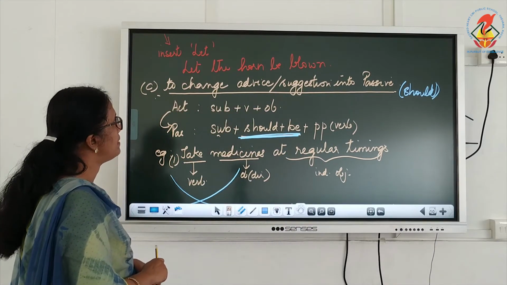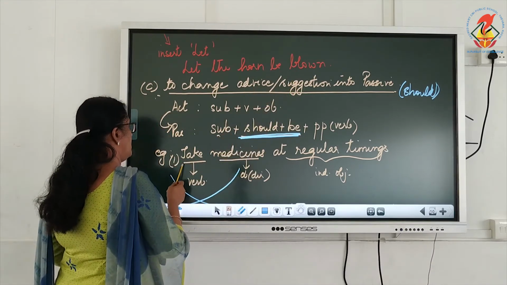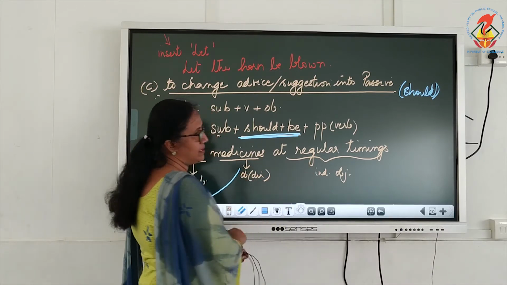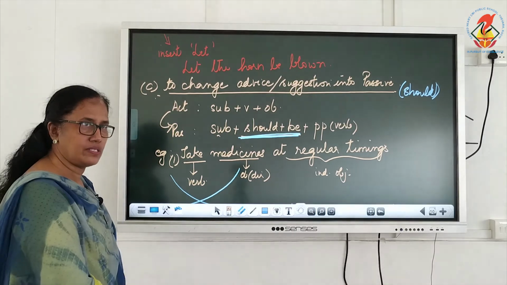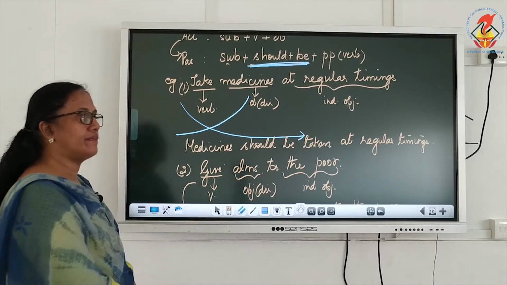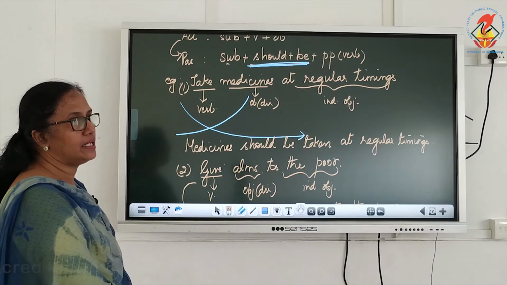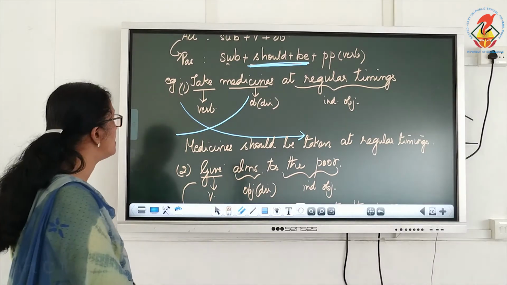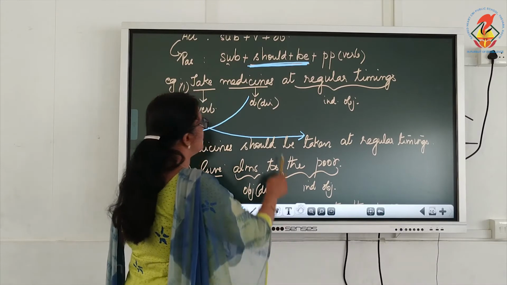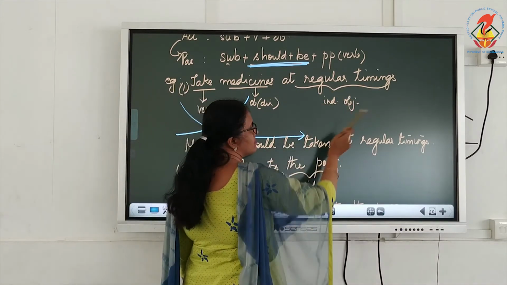For example, since it is a suggestion or an advice: "Take medicines at regular timings." In this sentence also we have to identify the subject, the verb and the object. "Take" is a word that denotes action, so it is a verb. "Medicines" is your direct object, and "at regular timings" becomes your indirect object.